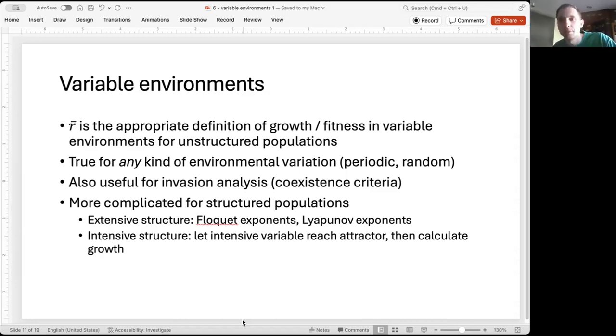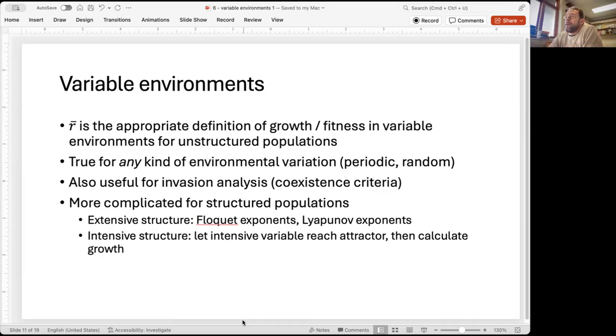Chris, is it pretty much always true that intensive structure will be fast relative to the other variables? And is that what this is hinging on? And are there exceptions to that that you should be careful about? Yeah, that's a good question.